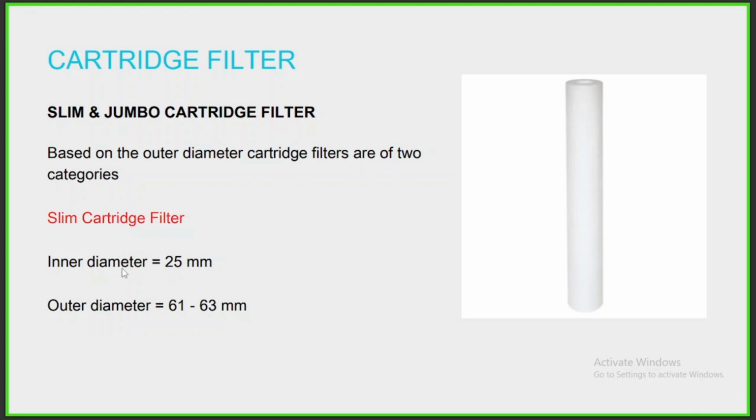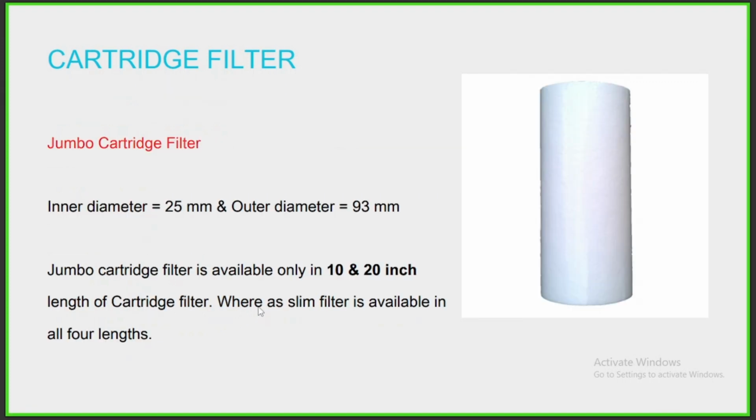Slim cartridge: the inner diameter of the slim cartridge filter is 25 mm and the outer diameter varies between 61 to 63 mm. Jumbo cartridge filter: the inner diameter of the jumbo cartridge filter is 25 mm and the outer diameter is 93 mm. Jumbo cartridge filter is available only in 10 and 20 inches length, whereas slim filter is available in all 4 length sizes.